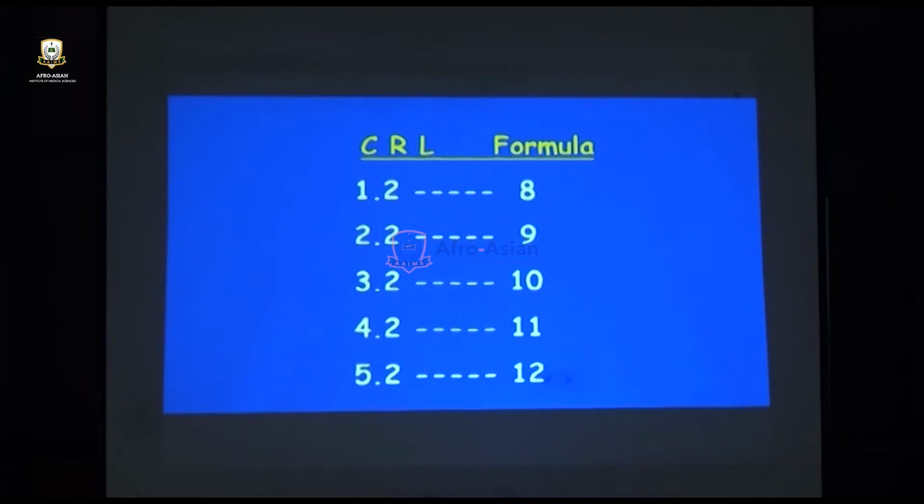When we come to the CRL formula, very easy to remember. It's 1.2, 2.2, 3.2, 4.2, 5.2, and that correlates very well with the gestational age, and you don't have to look into the chart. If you ask me, when did I last look into the charts? 25 years back. I've been practicing for the last 33 years, and for 25 years I've never seen a chart because I've developed my own charts, and that's published in the International Journal.